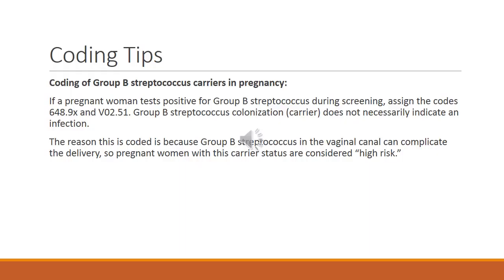And finally, the coding of group B streptococcus carriers in pregnancy. Now, if a pregnant woman tests positive for group B streptococcus during screening, assign the codes 648.9X and V02.51. Group B streptococcus colonization, which means a carrier, does not necessarily indicate an infection. The reason this is coded is because group B streptococcus in the vaginal canal can complicate the delivery, so pregnant women with this carrier status are considered high risk.